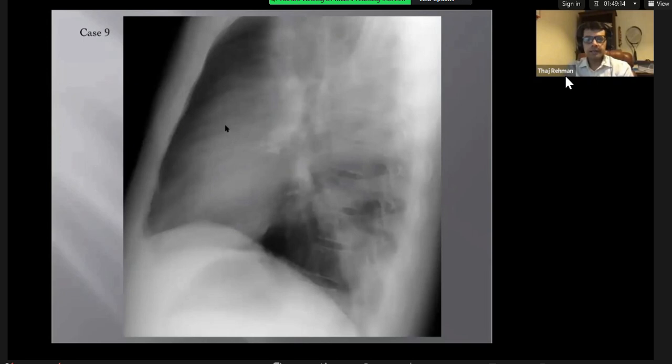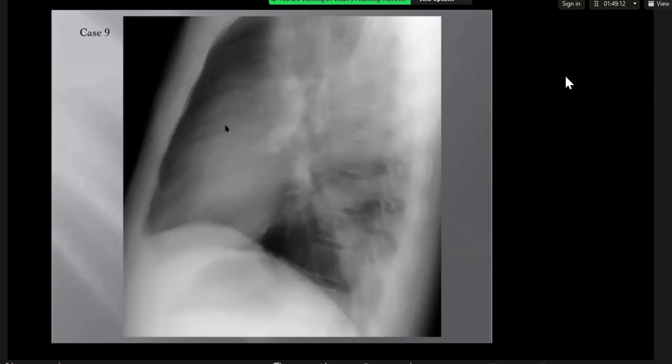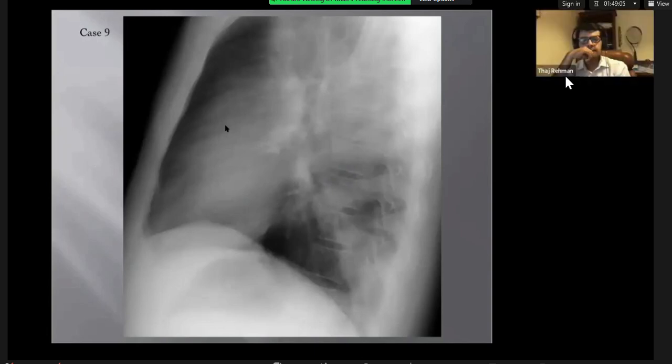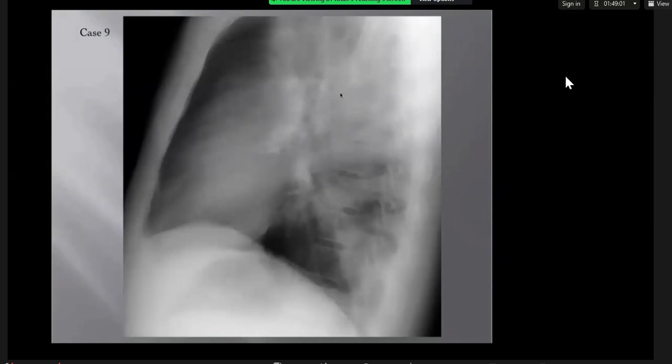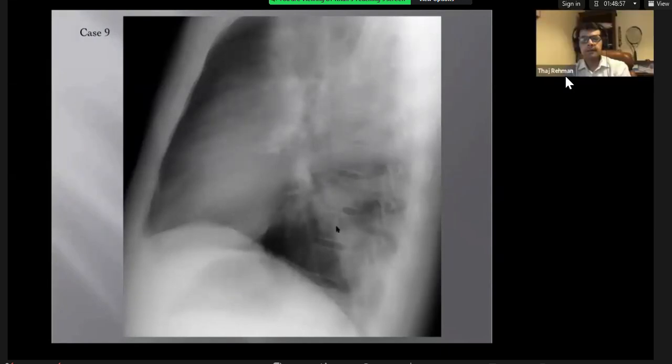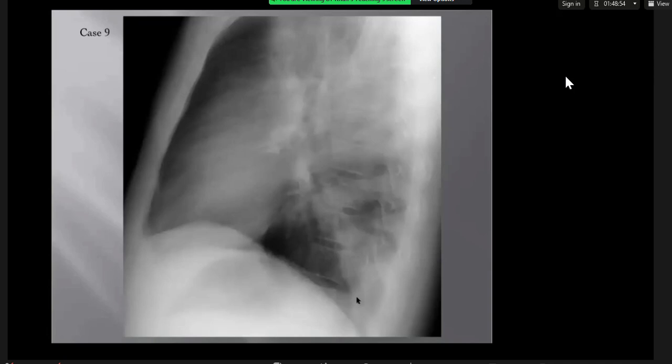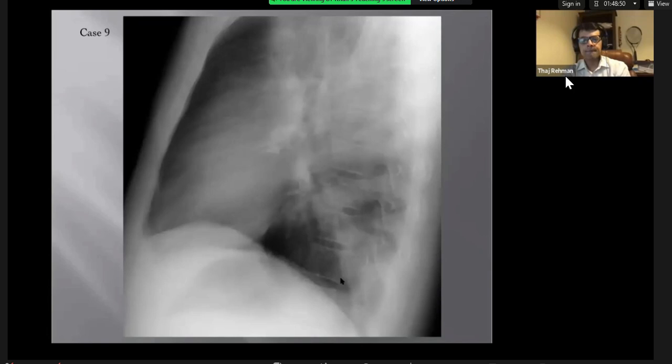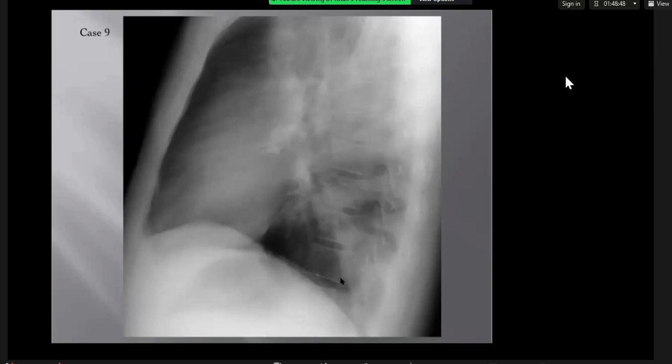Okay, next case, please. So this is a lateral chest radiograph. I can see high density projected over the posterior lower lobe. Are you talking about this? Yes, and yeah, the second one. This one, yeah, okay, that's good. So it's based over maybe the chest wall or the fissure.